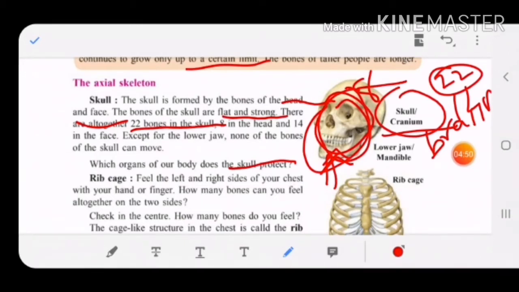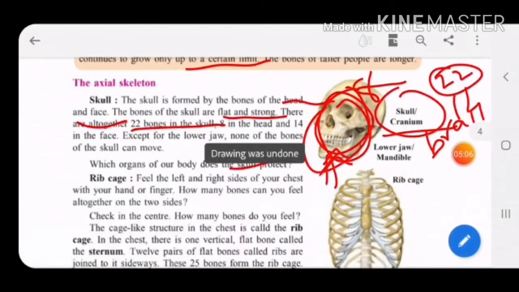So, skull. You will remember there are altogether 22 bones, including 8 in the head and 14 in the face. And only the lower jaw bone can move. None of the other bones can move.